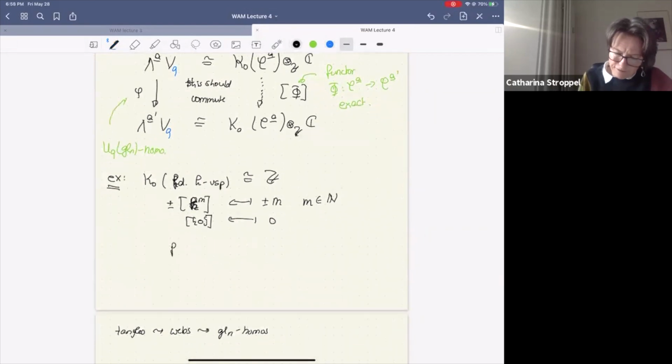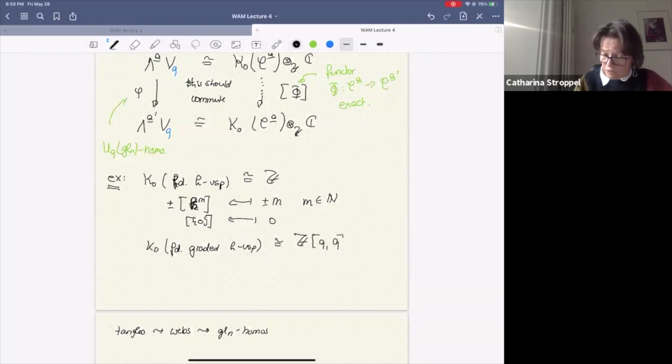So let's take now finite dimensional graded K vector spaces. So each finite dimensional vector space has an additional Z grading. Then I claim the Grothendieck group of that is not Z anymore, it's Z adjoint q inverse. It's exactly this ring which we had before from this Jones polynomial. And how does this work? When I take plus minus m, where m is a natural number, then for this I would assign the isomorphism class of the vector space of dimension m.